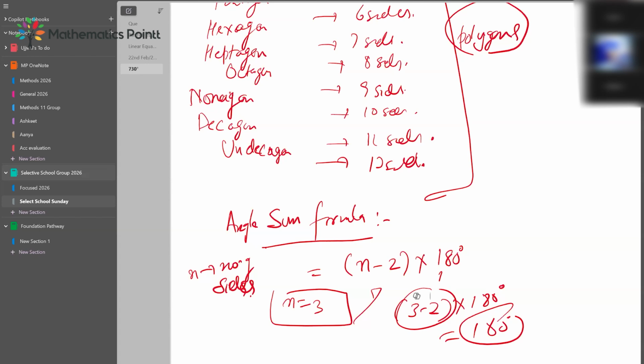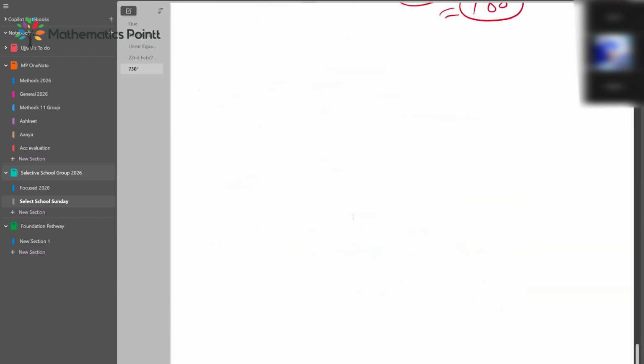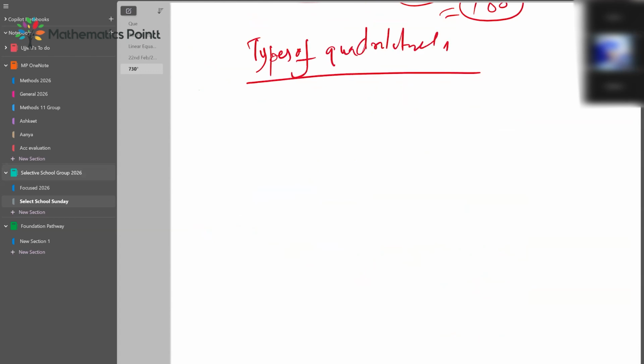Okay, a few important things. Types of quadrilaterals. The first one is the parallelogram. I write it like this: two parallel lines, gram and GM. So a parallelogram is a four-sided figure where the opposite sides are parallel.